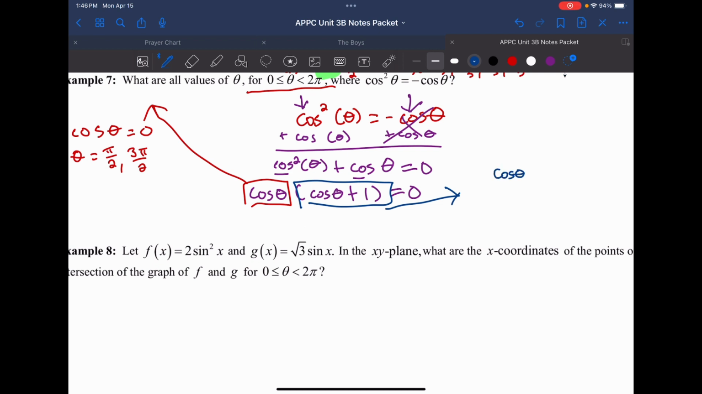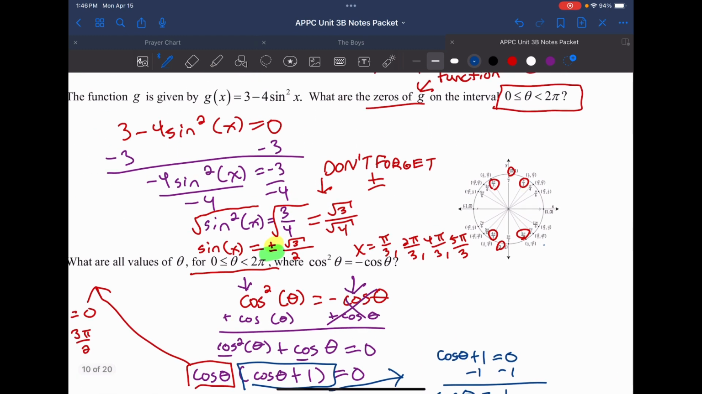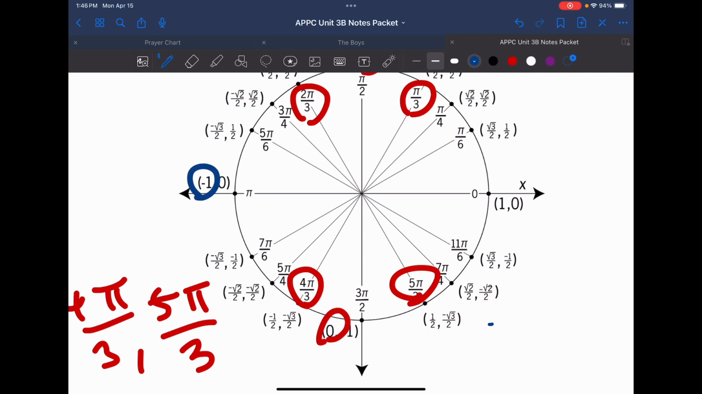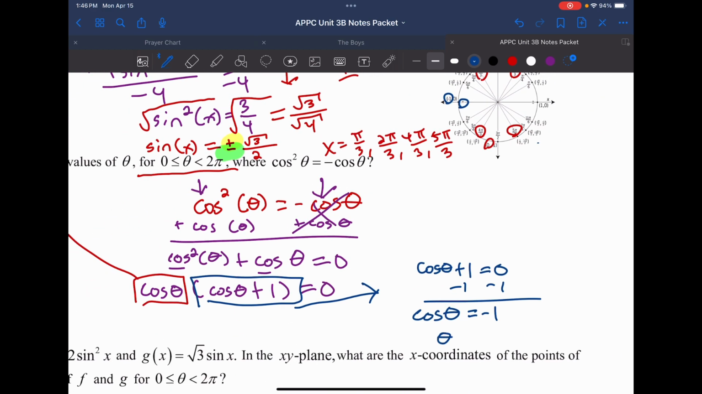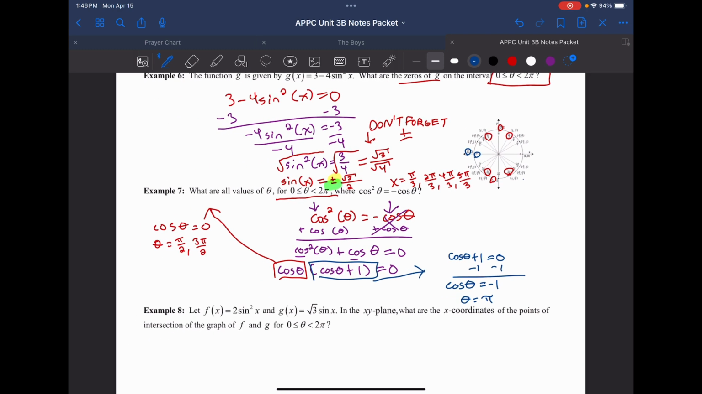Cosine theta plus 1 equals 0. Subtract 1 on both sides. Cosine of theta equals negative 1. And when is cosine of theta equal to negative 1? That happens right here at pi, because the x-coordinate of pi is negative 1. So that gives me pi on this one. Theta equals pi. So if I was going to write a full list here in purple combining these, I'd say x equals pi over 2, pi, 3 pi over 2. It doesn't matter that they're in order, I just like to write them in order.